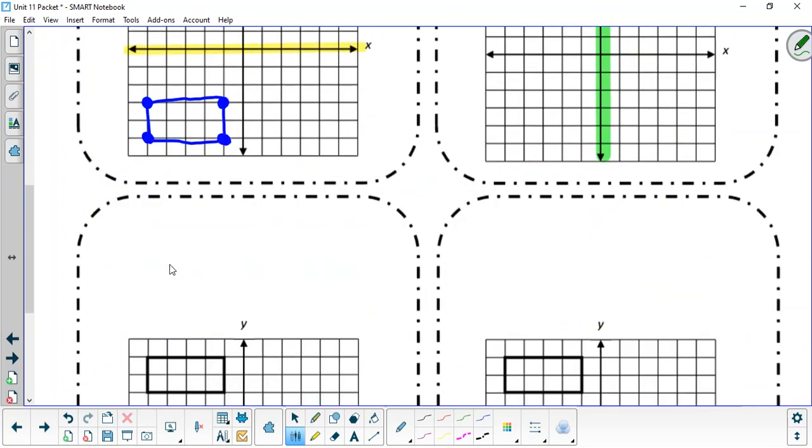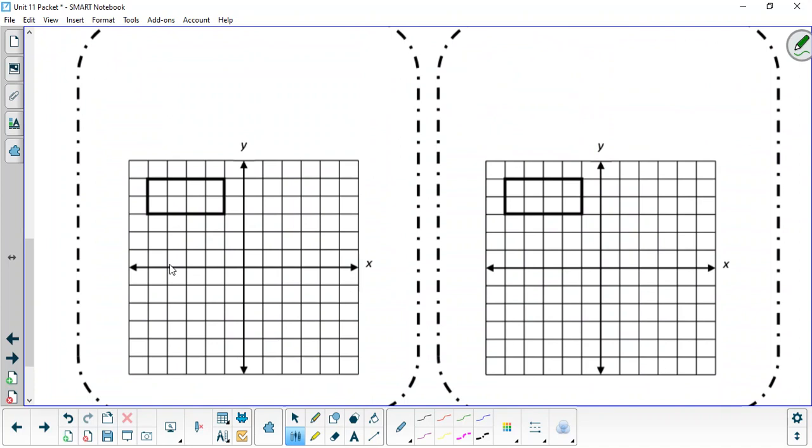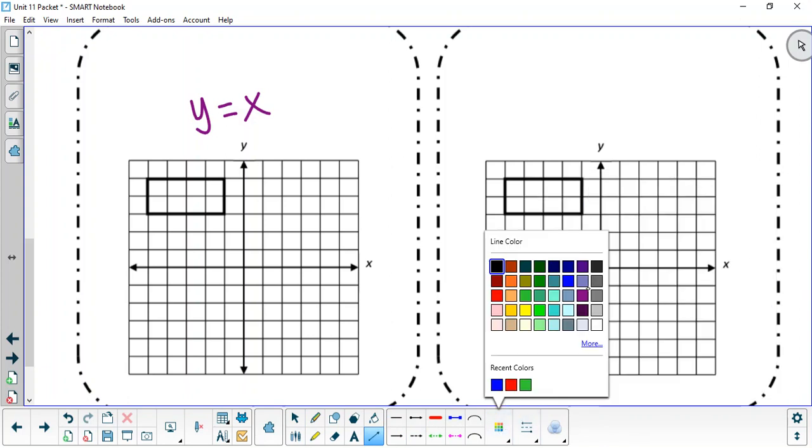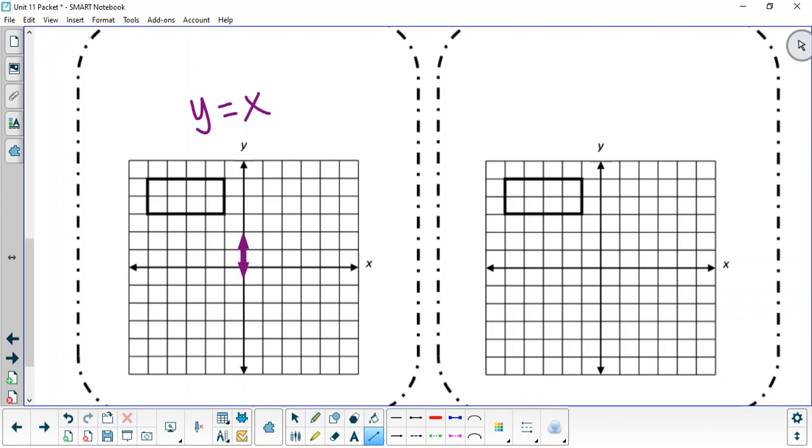The last 2 lines of reflection are a little bit tough. The first one is where y equals x. And remember, that is a diagonal line that goes through the origin. So I'm going to get the line. Alright, my origin is 0, 0. So if we go up 1, over 1, up 1, over 1, it's a diagonal line. Then we can stretch it all the way through our graph.